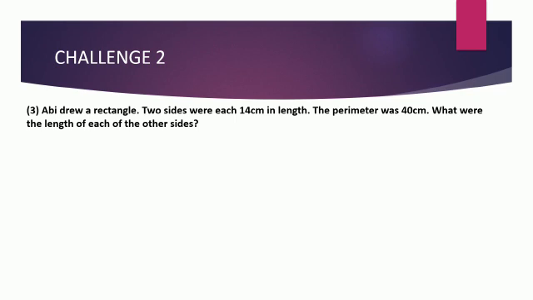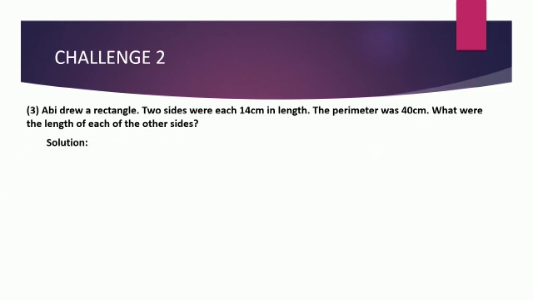What is given? The given is that a rectangle is drawn. Okay, first part is rectangle. So two sides were each 14 centimeter in length. It means that each length is 14 centimeter and the perimeter was 40 centimeter. What were the lengths of the other two sides?